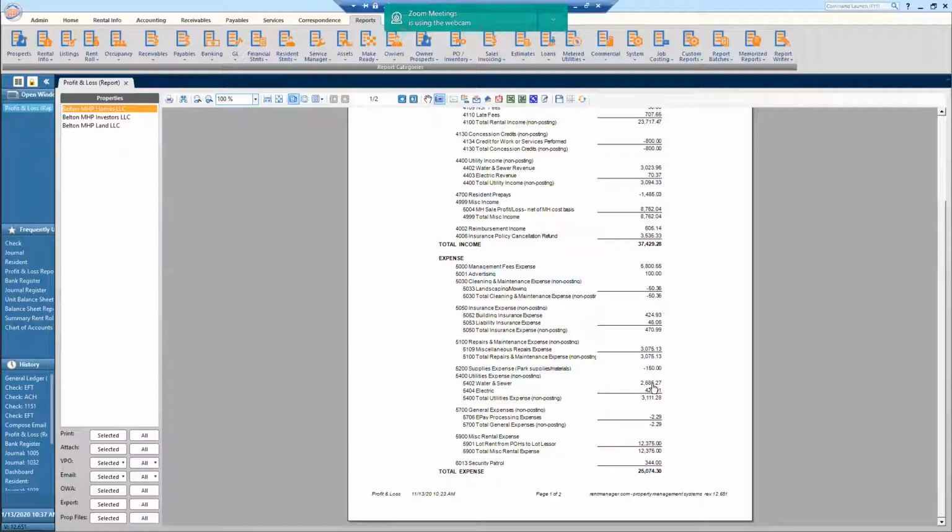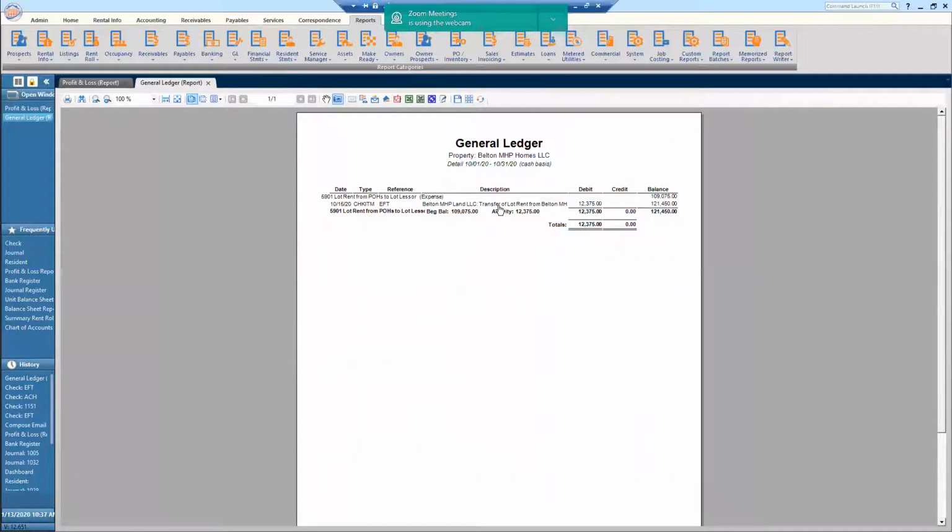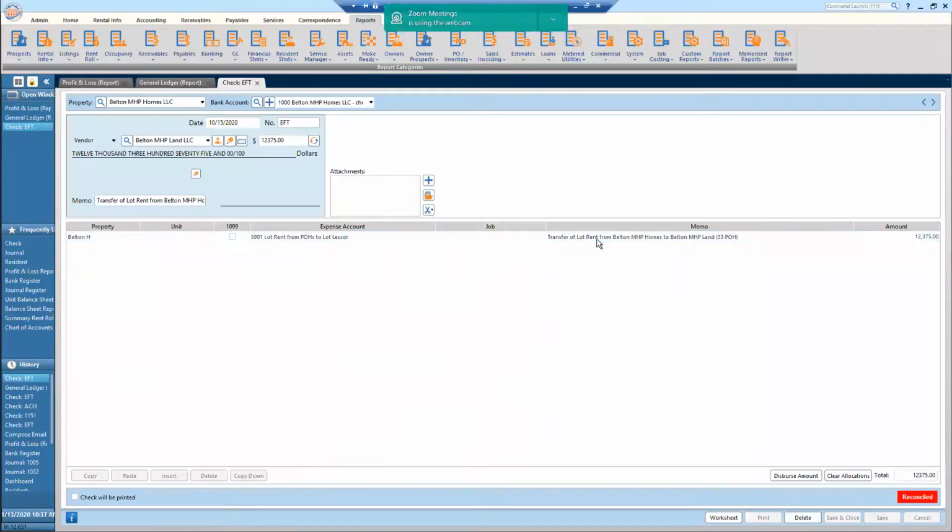So here's how the homes work. If we have a rental home and the rent's $900, of the $900, we have lot rent. So that's down here, lot rent to lessor. In this case, I'll drill down here, we transfer lot rent from Belton MHP Homes to Belton MHP Land. 33 POH. So we have 33 POH in this park, and that's a combination of contract for deed and POH.